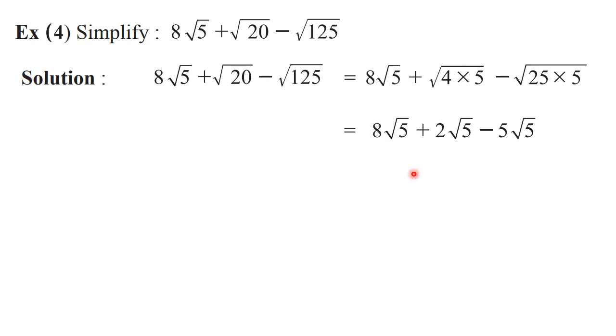Okay, so it is possible for us now to take root 5 common and all the rational numbers in a bracket. So we can write it like this: 8 plus 2 minus 5, and outside the bracket root 5. So 8 plus 2 is 10 and 10 minus 5 is 5. So our answer is 5 root 5. In this way we have simplified this particular question. Now let us move towards the next example.